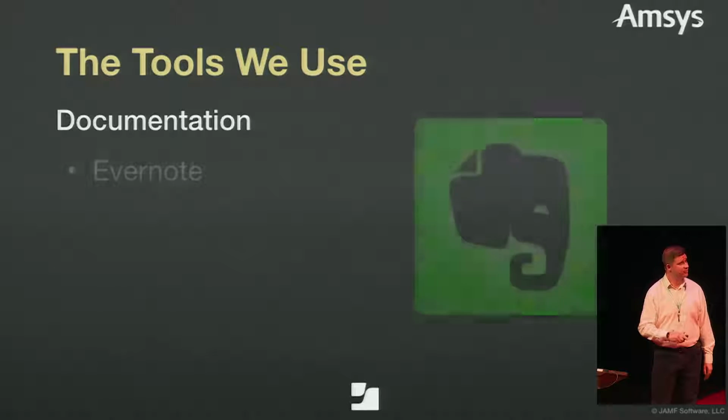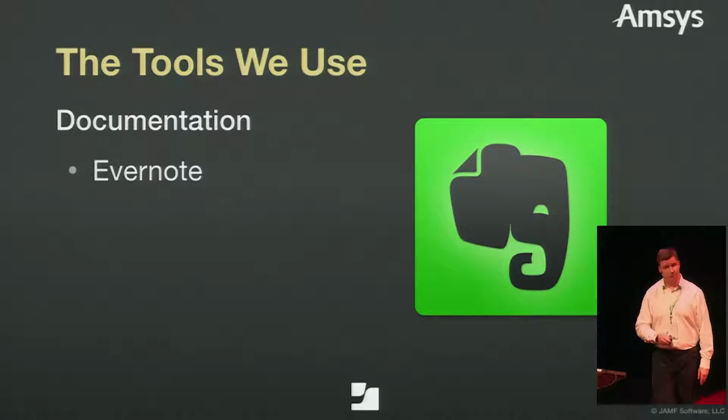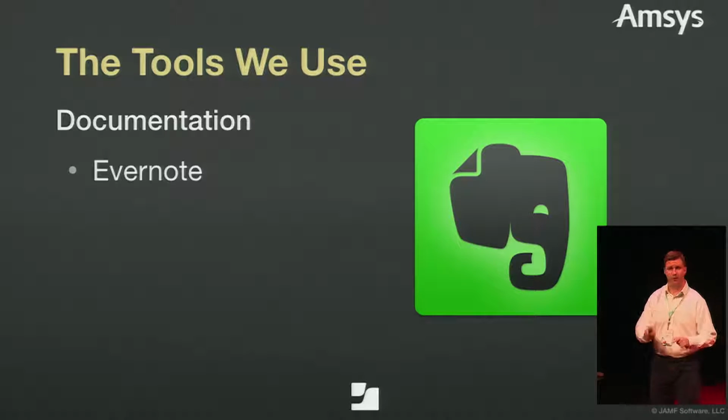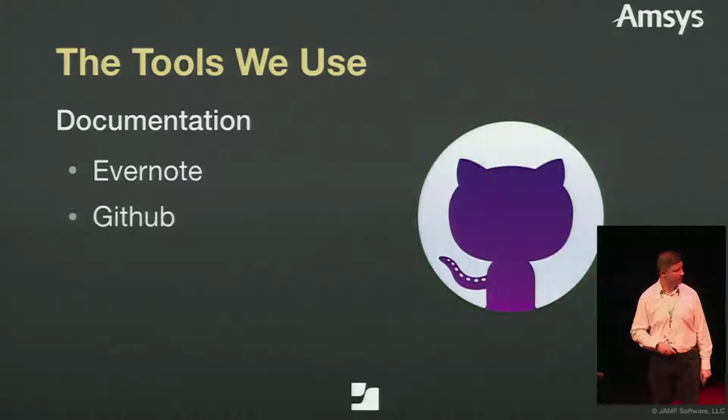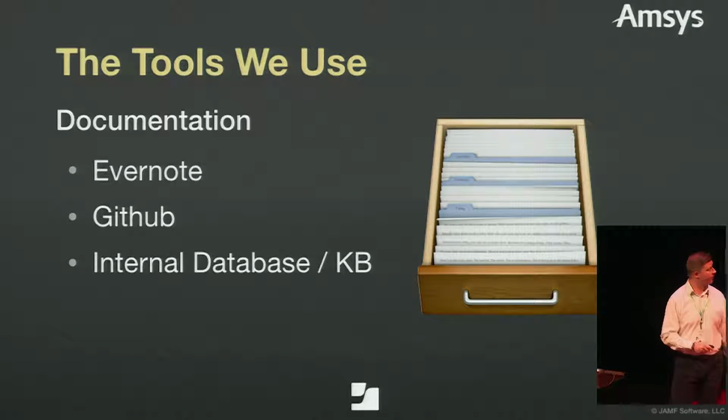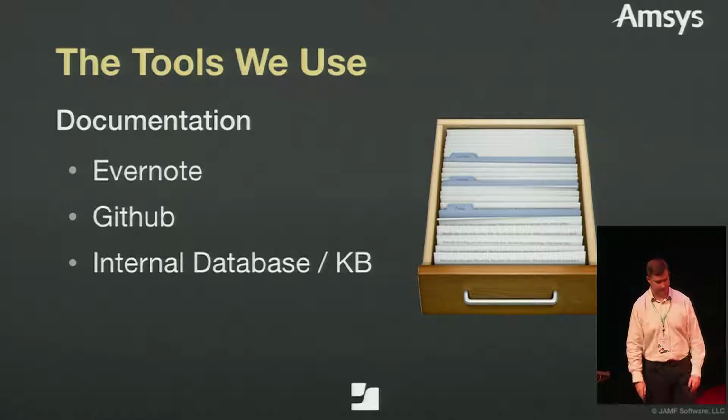And then the documentation side is a mixture of tools. Quite like Evernote, just because it's nice and easy, very searchable, and we can share it with a group of people. If we're doing scripts and things, we tend to put them on GitHub. And then we have a collection of different tools in-house, internal databases and knowledge-based systems that tie into our ticketing systems.